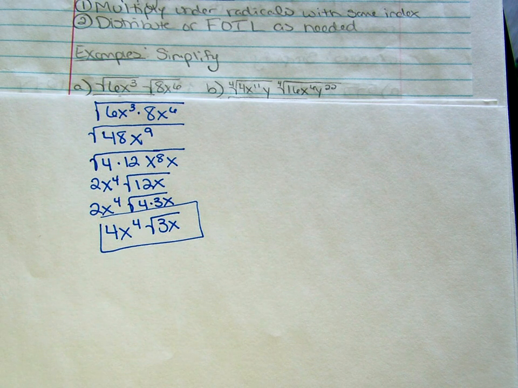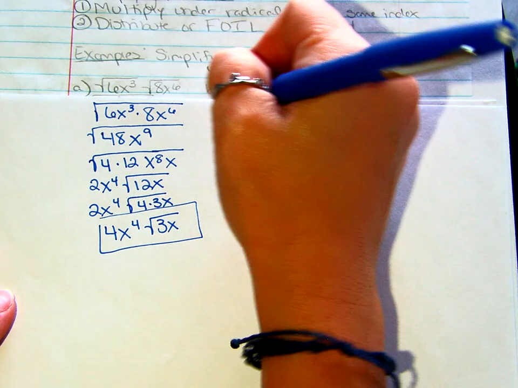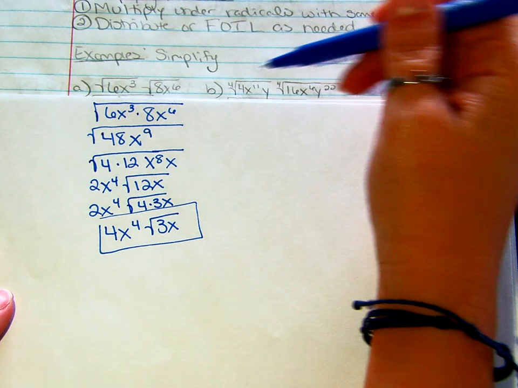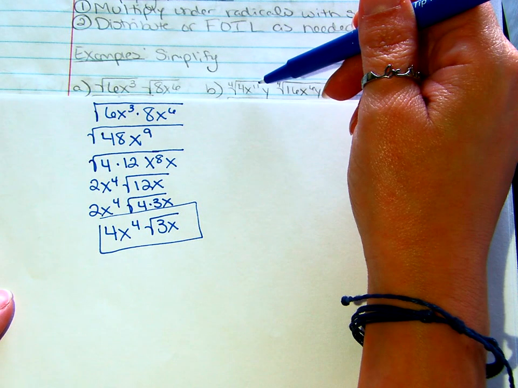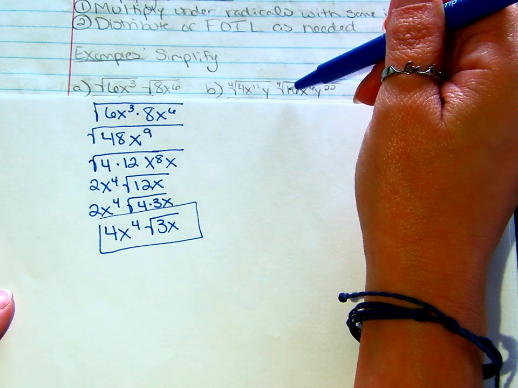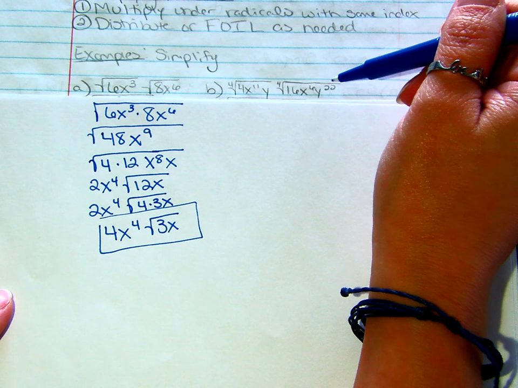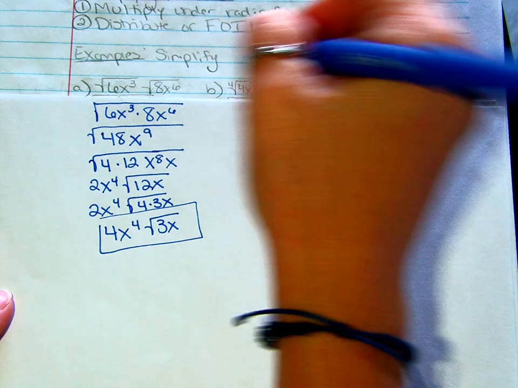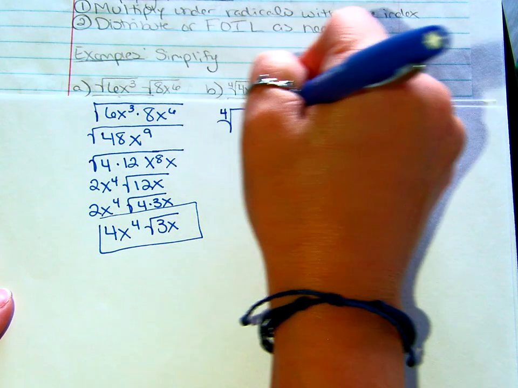B is a fourth root. So we have fourth root of 4x to the 11th y times the fourth root of 16x to the 6th y to the 22nd. So remember, since they're being multiplied, I can shove them all under one big radical.